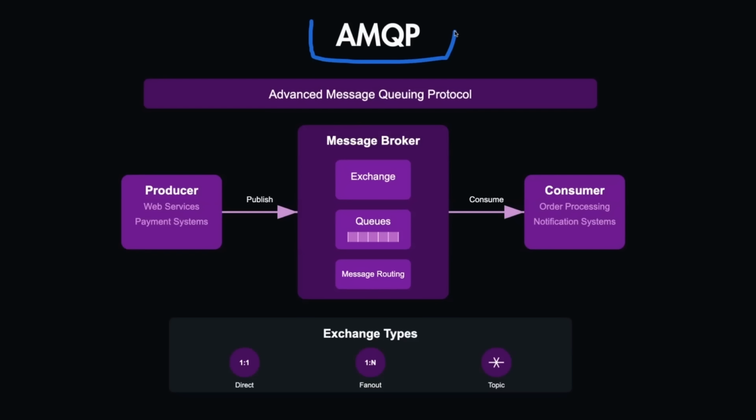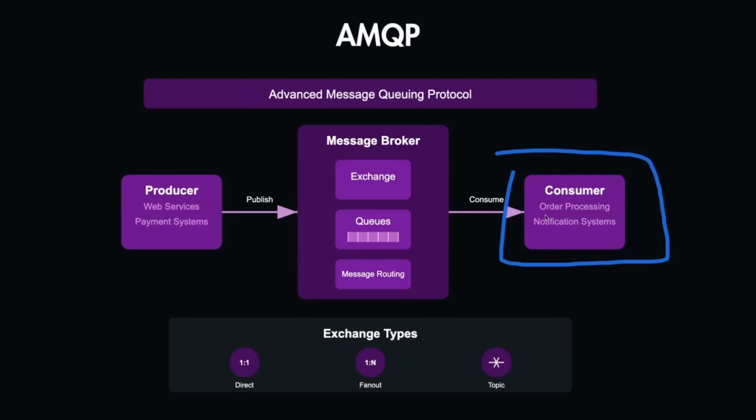The next very common type of protocol is Advanced Message Queuing Protocol, which is an enterprise messaging protocol used for message queuing and guaranteeing delivery. In this setup, you usually have the producer, which can be either a web service or payment system or something like that. And on the other side, you have the consumer, which can be the processor of the payments or notification systems and stuff like that.